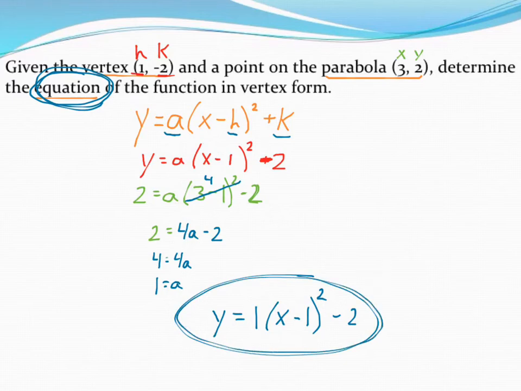These are easy enough to check. Go ahead and enter this into your graph on your graphing calculator, and then check your table. Make sure the point 3,2 is somewhere in your table, and make sure the point 1,-2 is in there as well, and more importantly, make sure that that point is your vertex. But there you go. There's your equation in vertex form.